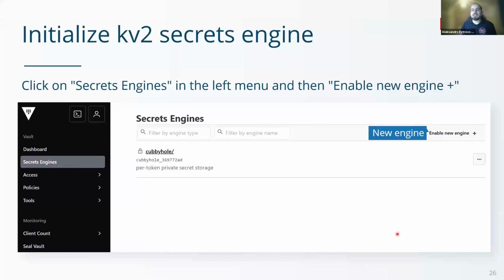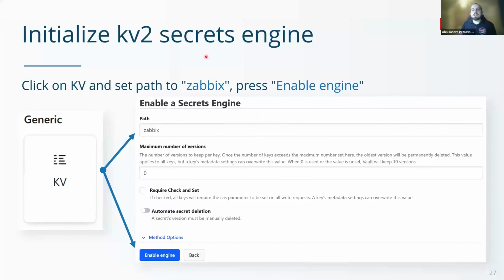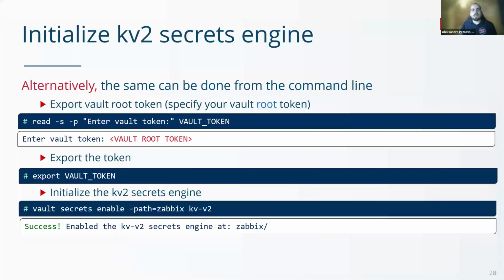So, right, we need to initialize this KV v2 secret engine. You will need to specify the path. Path can be any, right? Zabbix is just the classic approach, and also it makes it easier for anyone who would like to look at that to understand that it's Zabbix related secrets. And then we enable the engine.